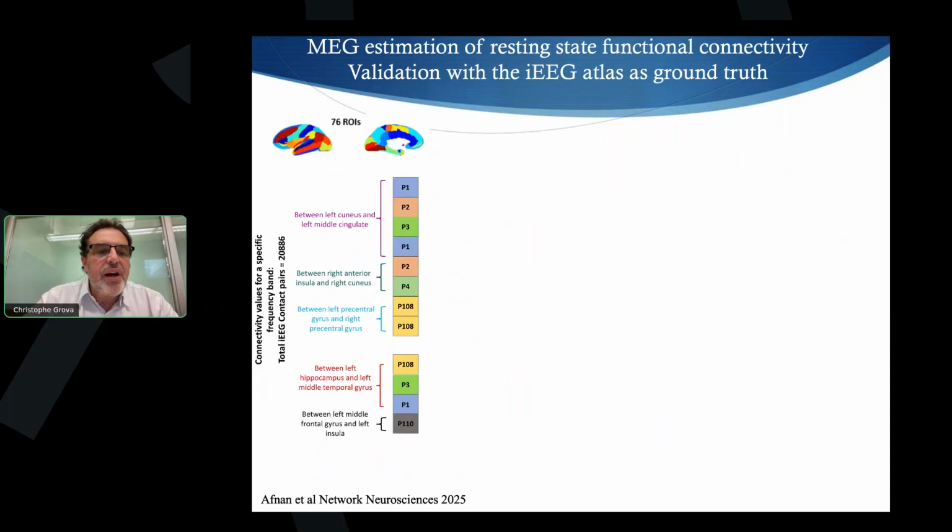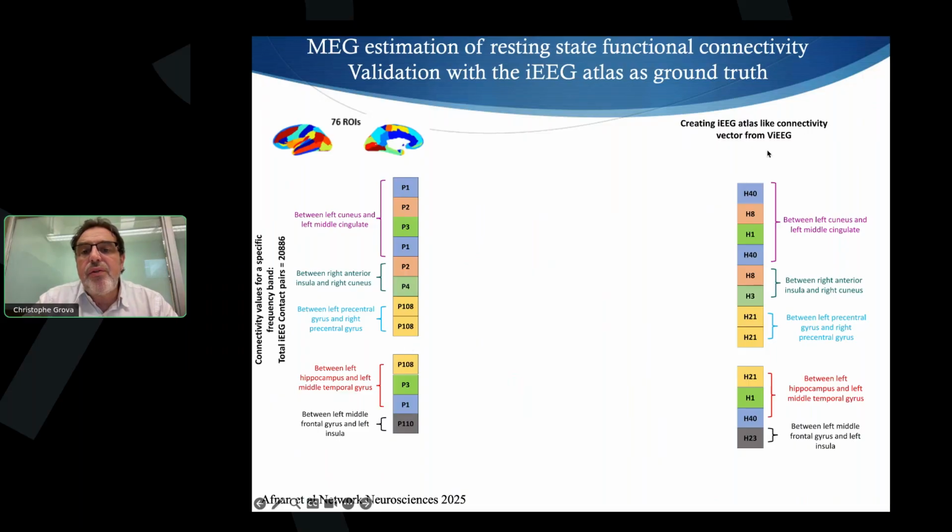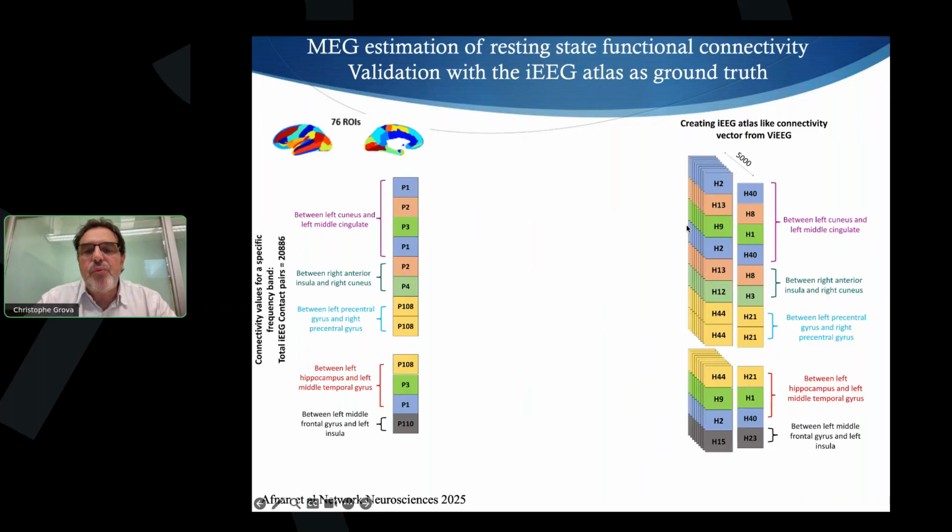So let's say between 2 regions, for example between the left cuneus and the left middle cingulate, we have 4 possible pairs of channels coming from different subjects, and then from these pairs we have those, and so on. Because we have access to everything from our healthy controls after projecting in the EEG space, we are reproducing the same framework several times from our MEG data.